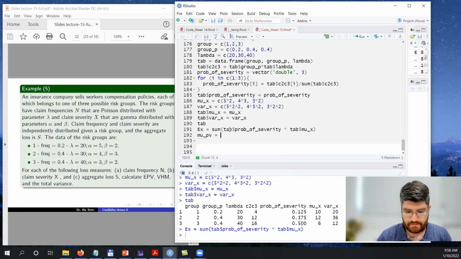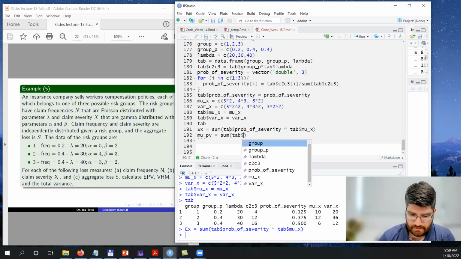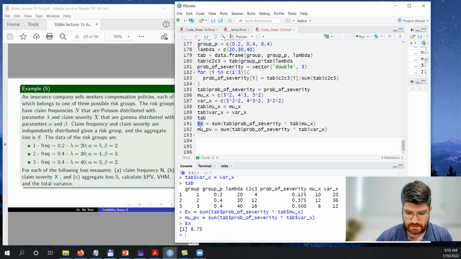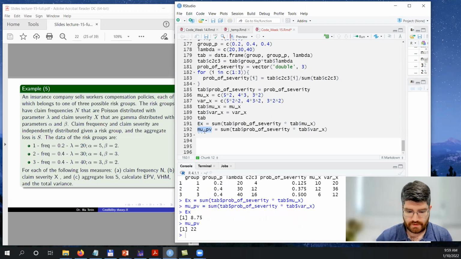Then, as we specified, we need to calculate the mu PV, and the mu PV is the sum of tab, again, probability of severity, but we multiply on variance, like that. So EX is 875 and mu PV is 22. All right, after that, we need to calculate the DHM. Like in the previous lecture, the main point of interest is to calculate the total variance, and to calculate that, we need partial of that, the mu PV and sigma squared HM.